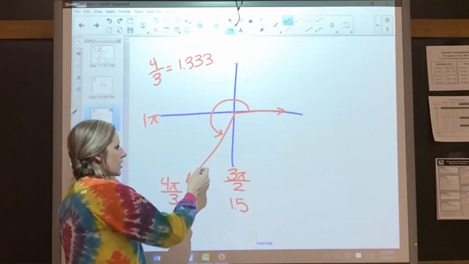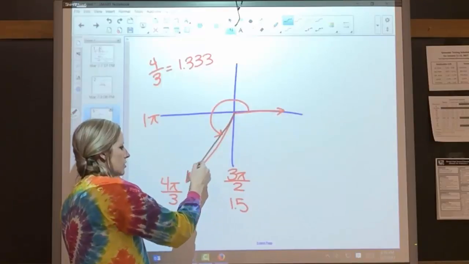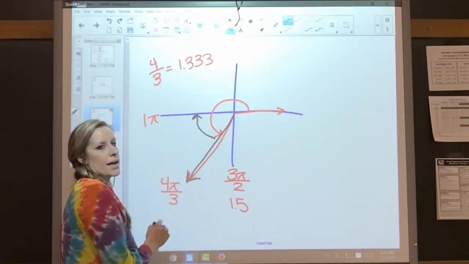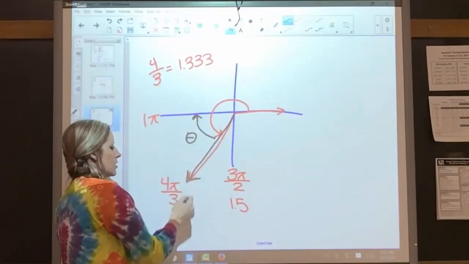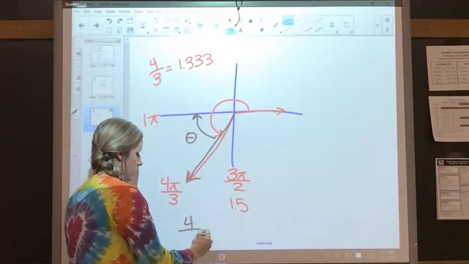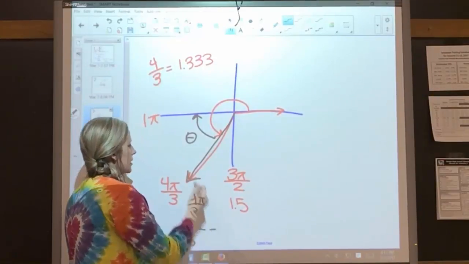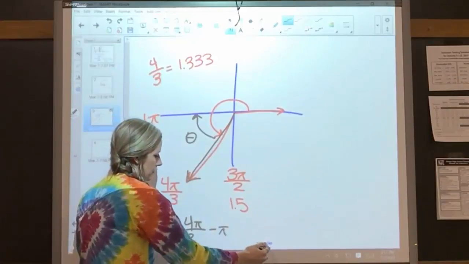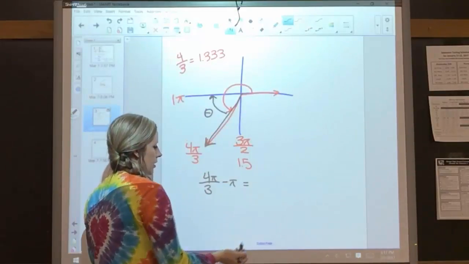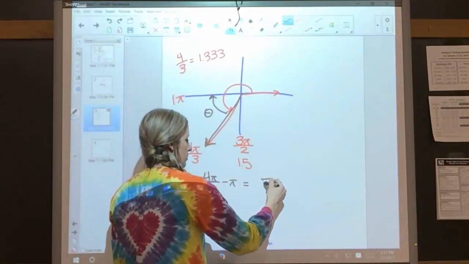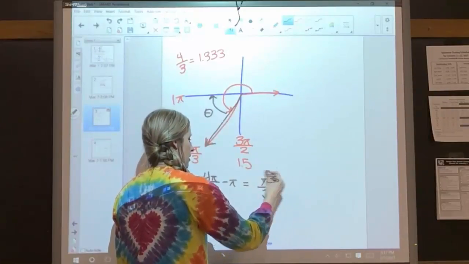Okay, so our reference angle will be from the terminal side to the closest x-axis. So we're going to do 4/3 pi minus 1 pi. So 4/3 minus 1 gives me pi over 3.